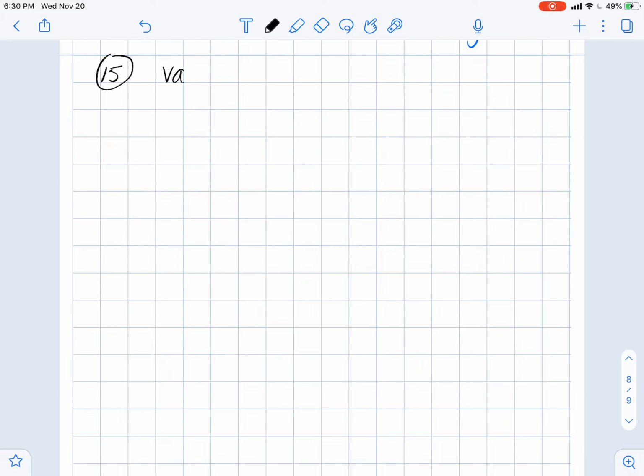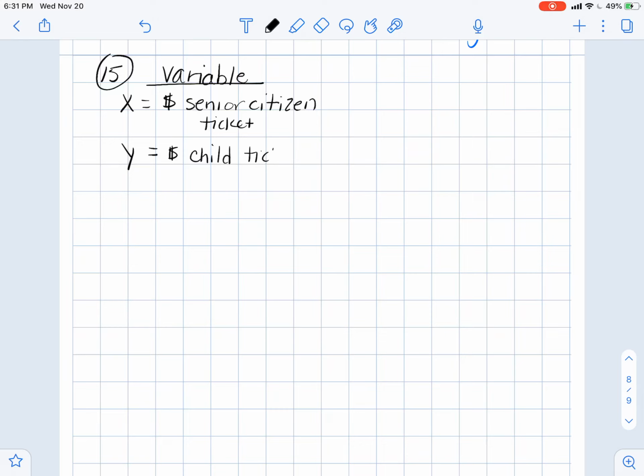So, again, our variables that we're going to be working with, our x and our y. So it says, find the price of the senior citizen ticket. So this will be the cost for a senior citizen ticket. Okay, and then the second thing it says, and the price of a child ticket. Okay, so there is our variables.